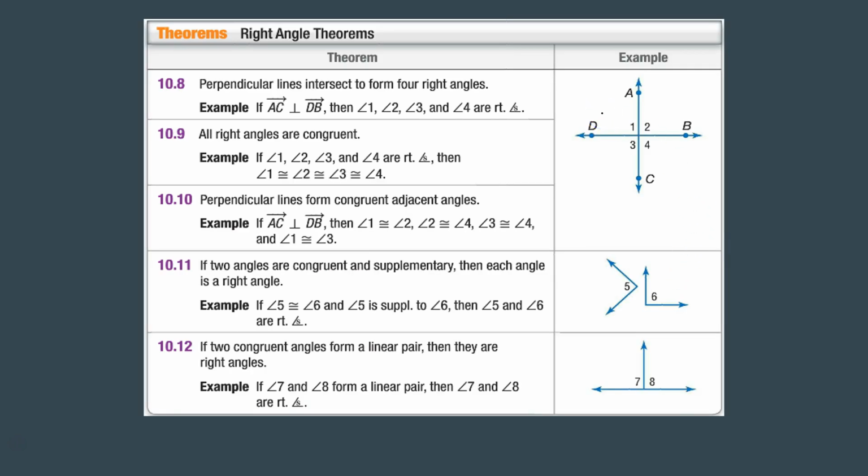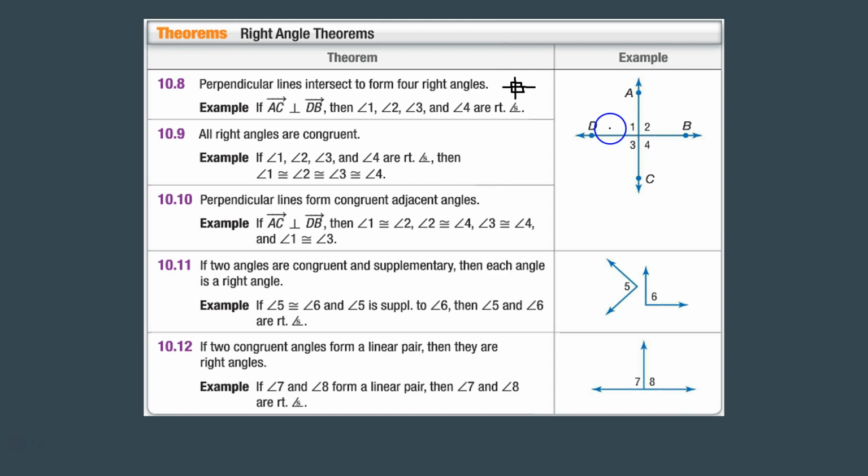Then we have our right angle theorems. So as you see here, we have 5 different ones. Perpendicular lines intersect to form 4 right angles. Remember, if you have perpendicular lines, they're always going to form that 90-degree angle. So there's one here, another one here, another one there, and another one there. The next theorem says all right angles are congruent. Well, they have to be congruent because they're all 90 degrees, therefore making them congruent.